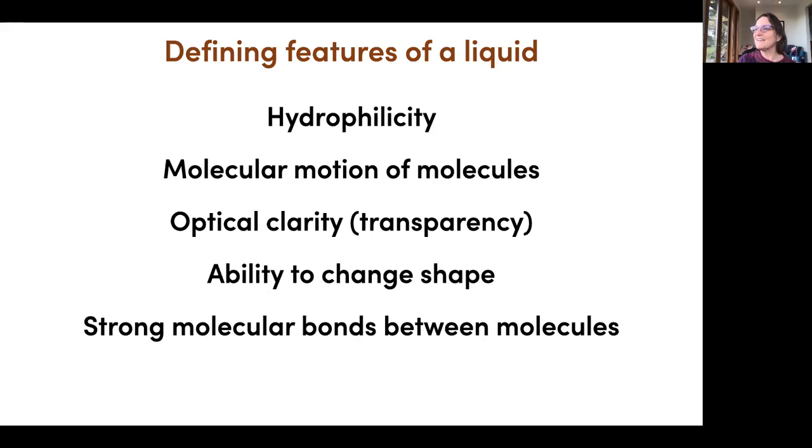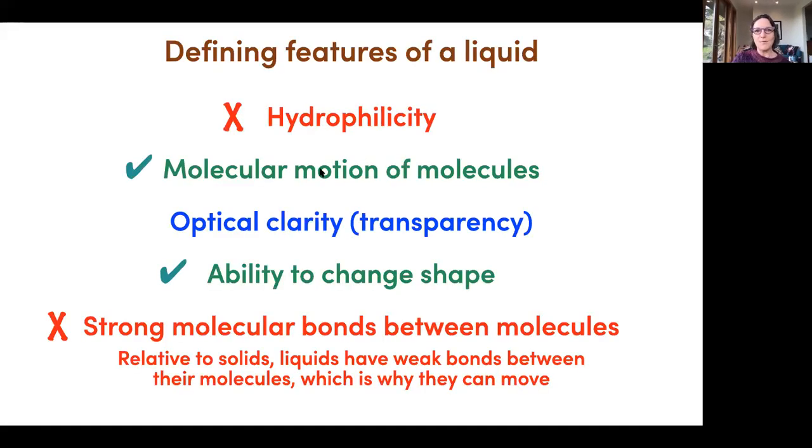That's a good question. Okay, so that's been a minute, so I'm going to stop it. And actually, you guys did really well. 45% of the people who answered said that molecular motion of molecules is a feature of liquids, and 45% also said ability to change shape. And those are both right. So the molecular motion of molecules within a substance is a defining feature of liquids.